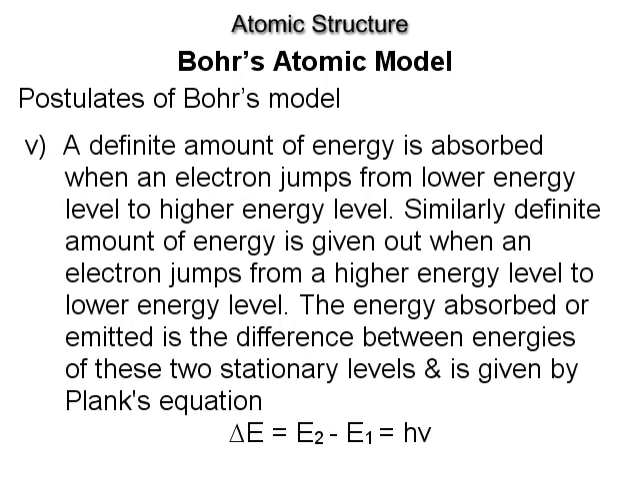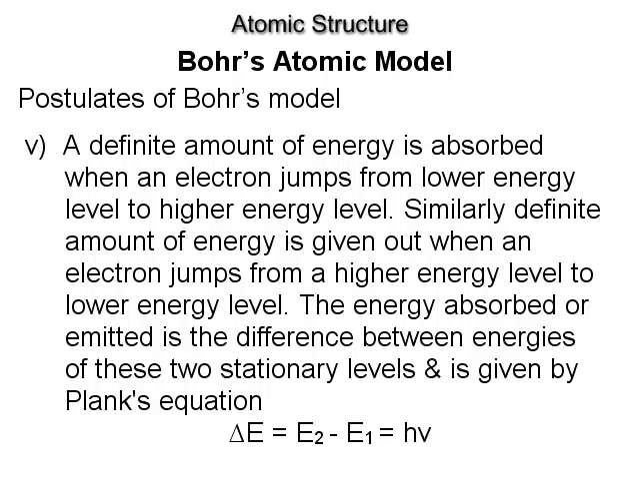A definite amount of energy is absorbed when an electron jumps from a lower energy level to a higher energy level. Similarly, a definite amount of energy is given out when an electron jumps from a higher energy level to a lower energy level. The energy absorbed or emitted is the difference between the energies of these two stationary levels and is given by Planck's equation.